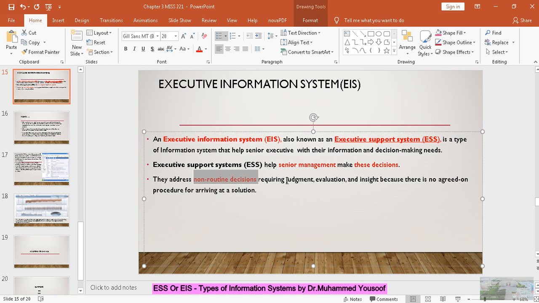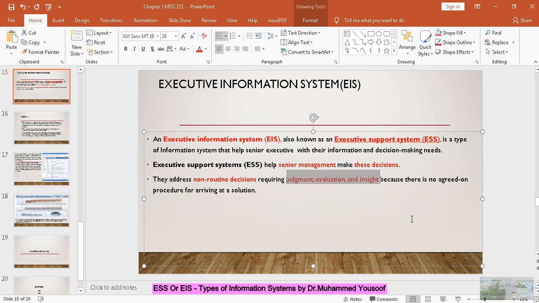made. So this is an example of a non-routine decision because it involves judgment. You have to judge what will happen if I do this. If I am going to make an evaluation, what is evaluation? I am going to study whether this is okay or not, and then insight. I will go in depth to see what scenario is actually going to emerge out of it.